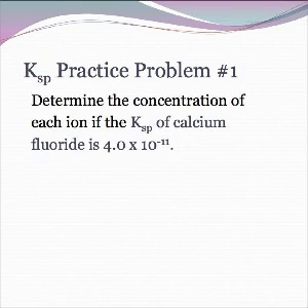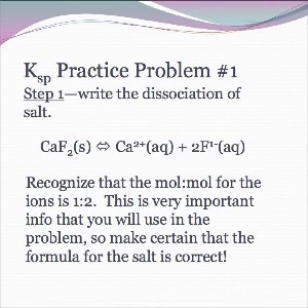Alrighty, so the first step is to write the dissociation of the salt. And in this case, we have calcium fluoride. Write your formula for calcium fluoride. Once you have that written, you should have CaF2. It's going to be a solid that will dissociate in water to yield Ca2 positive ion that is aqueous and F1 negative ion that is aqueous.